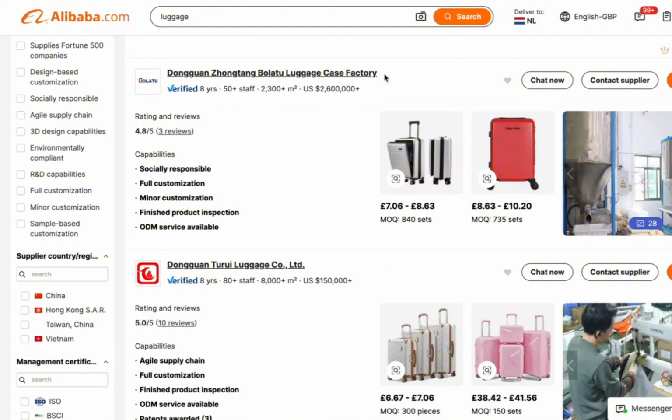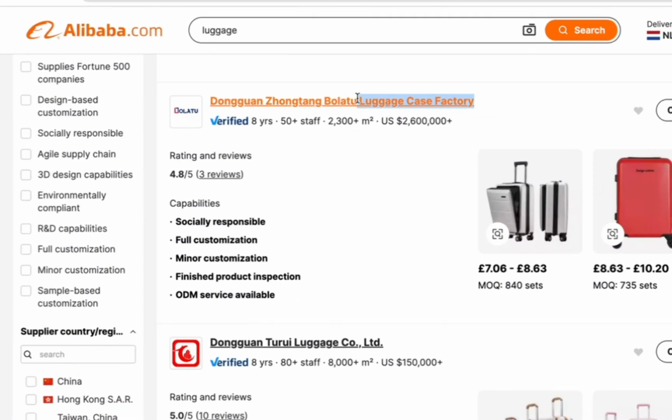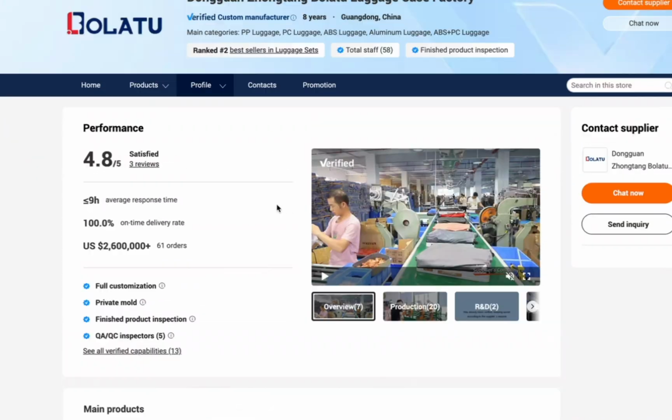Now let's move on to the next company. Judging by the company name structure, they are also specialized in production of suitcases and bags. They have been in business for more than 8 years with 2,300 square meters of registered floor space, but they only have 50 employees. It's a little bit odd, but let's check them out anyway.